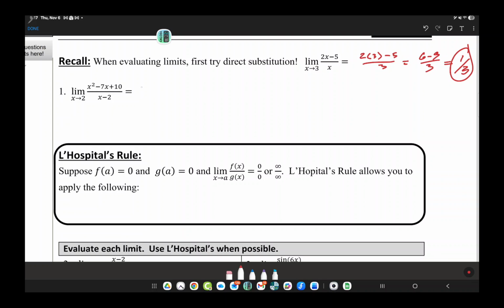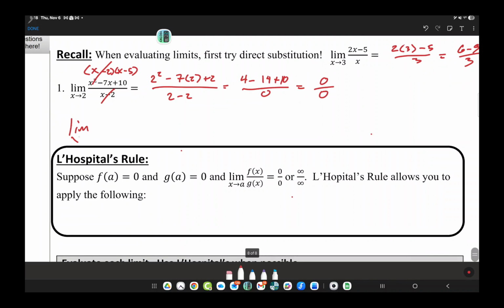function? Well, that is going to give me 2 squared minus 7 times 2 plus 10 over 2 minus 2, which is 4 minus 14 plus 10 over 0, or 0 over 0. Now, anytime we get 0 over 0, that usually means we can simplify by either factoring and canceling out the value. So, for example, we could factor this to be x minus 2 and x minus 5, and then cancel out the x minus 2.